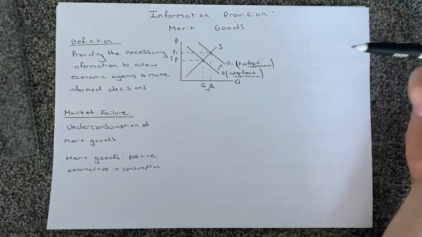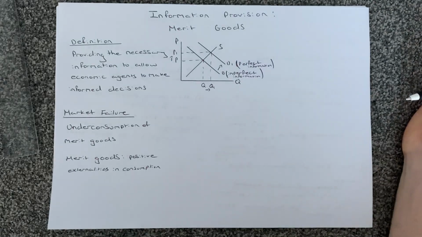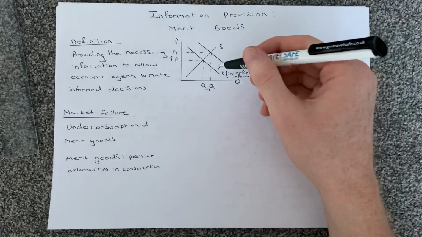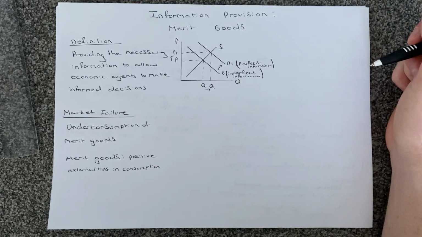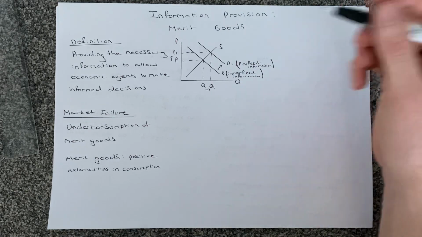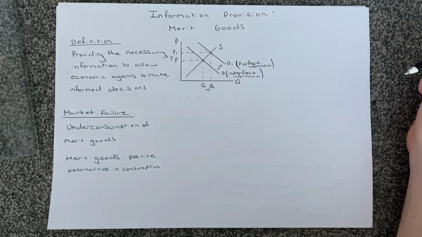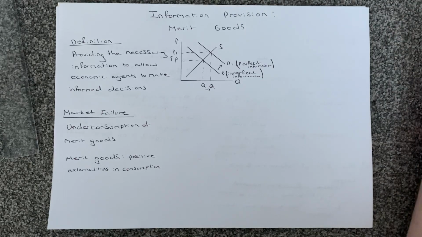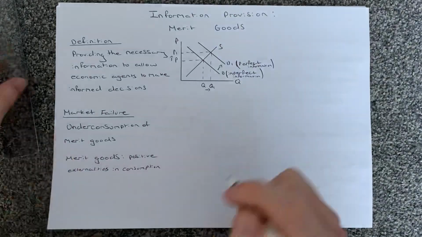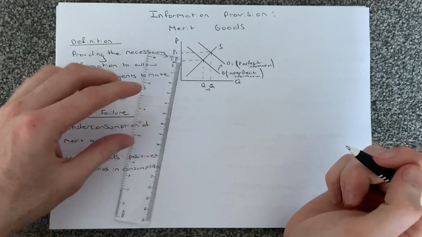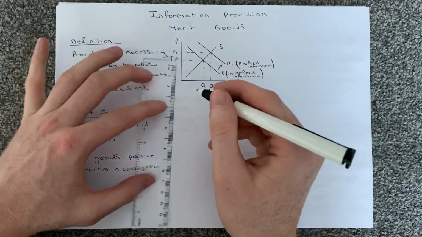So this is one way we can represent information provision with regards to merit goods, with this outward shift of the demand curve in our supply and demand diagram, moving from D to D1 because of the perfect information that is provided with regard to the benefit of merit goods. Therefore we see an increase in the quantity supplied and demanded of the particular good. So that's one way.